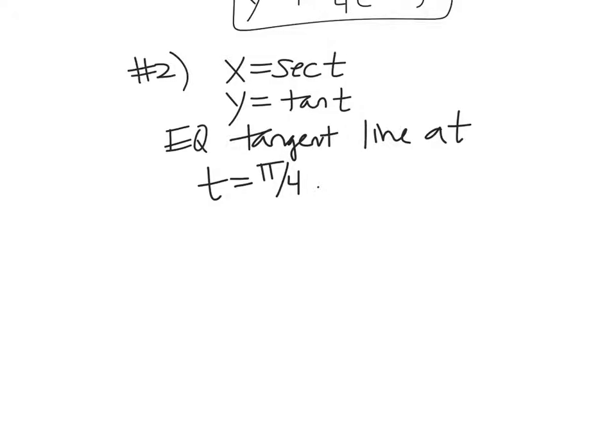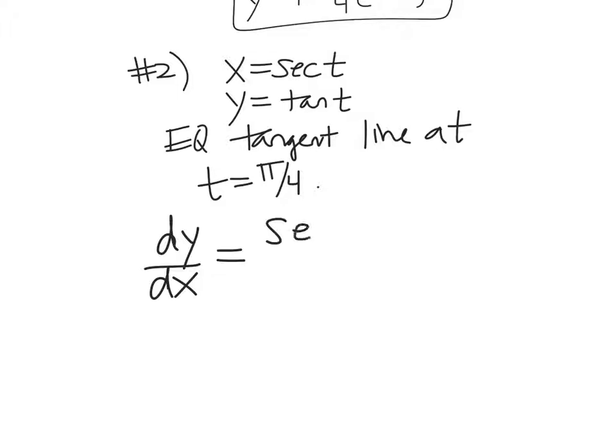So we need to find the equation of the tangent line at t equals pi over 4. So we're going to need a point and we're going to need a slope for all of this. So first let's just find the derivative first. So dy dx, the derivative of y, the derivative of tangent t is what?